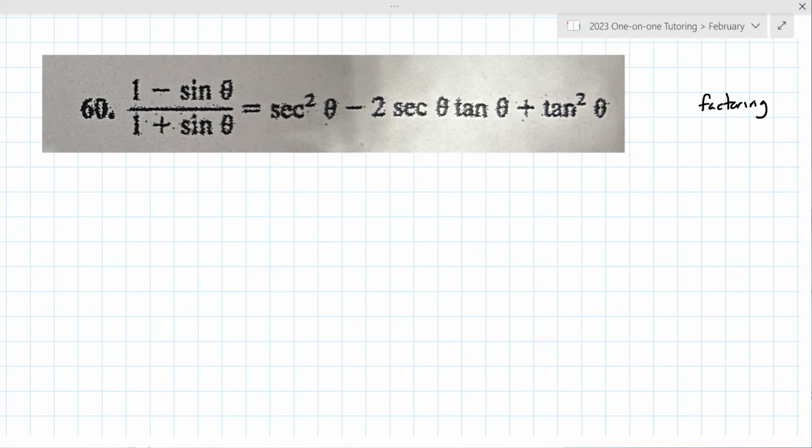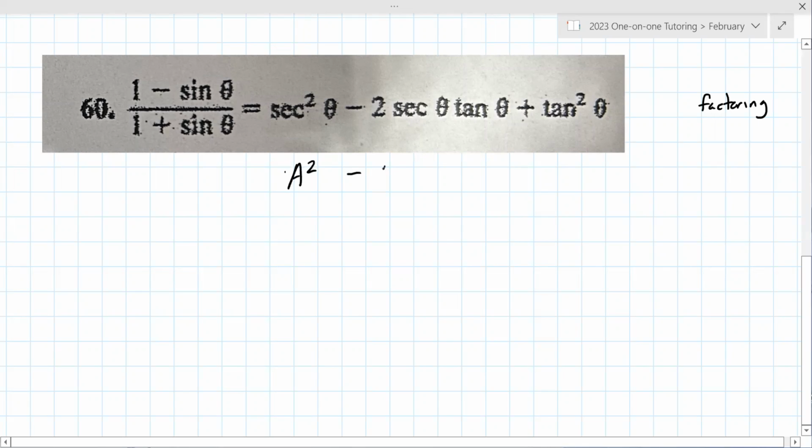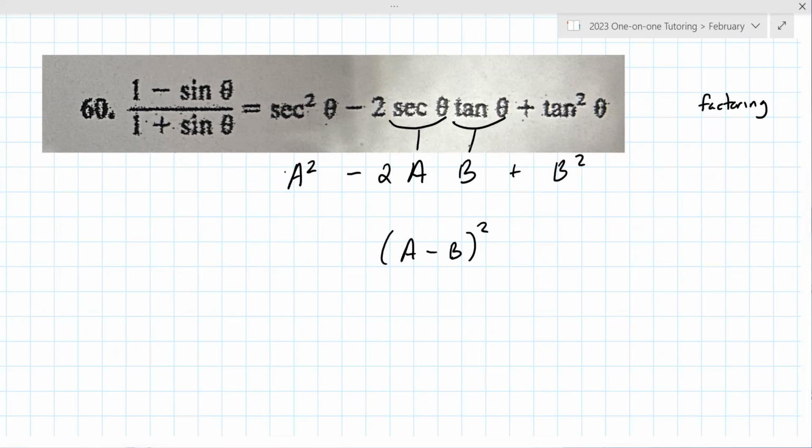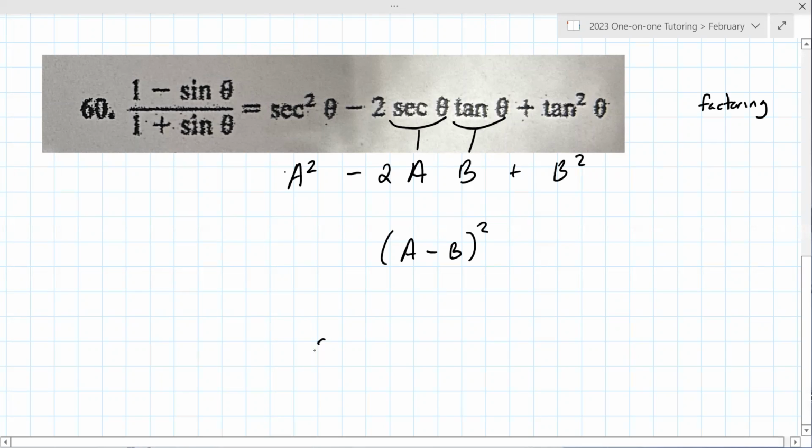I feel like it's on the tip of my tongue, but... So this is a perfect squared trinomial. Yeah. And it factors into a minus b squared like this. So a is the secant. Well, actually, it's probably easier to see in the middle term here. a is the secant, b is the tangent. Do you see that? Yeah. Okay. So this becomes, on the right, secant theta minus tangent theta squared, like that.